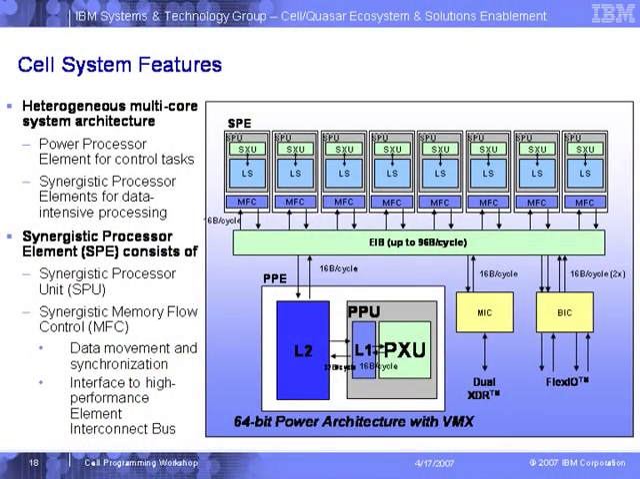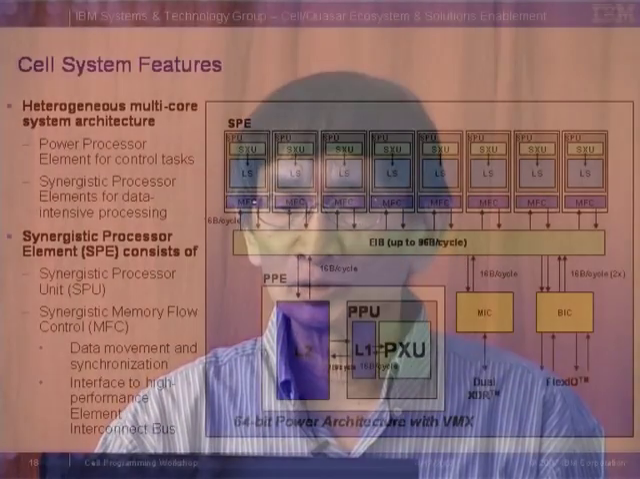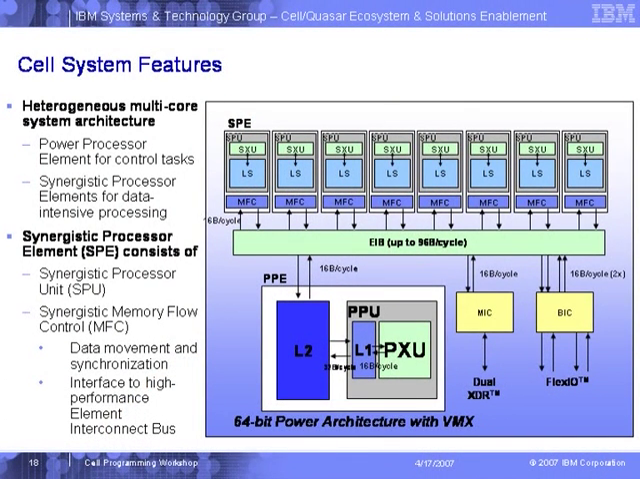And this one has a level 1, level 2 cache, and it supports the VMX, the vector multimedia extension instructions, which is similar to AltiVec or some others, the vector instruction support on the Intel architecture. In addition to the PPE, we also have SPEs. Each SPE is defined by the execution unit, a local store, and the memory flow controller, which we call the MFC. Okay, this MFC is very important because this is hardware based.